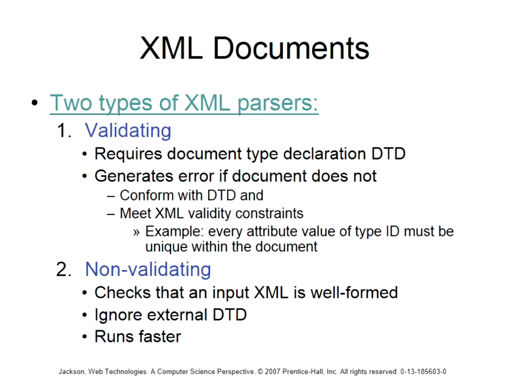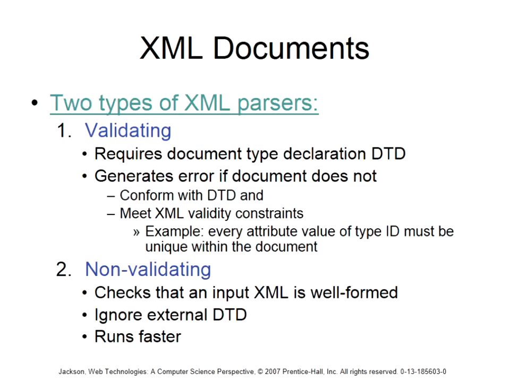Let's move now to XML parser. So what is the meaning of an XML parser? An XML parser is a software for reading and writing XML documents. And there are two types of XML parsers: validating and non-validating. There are two types.